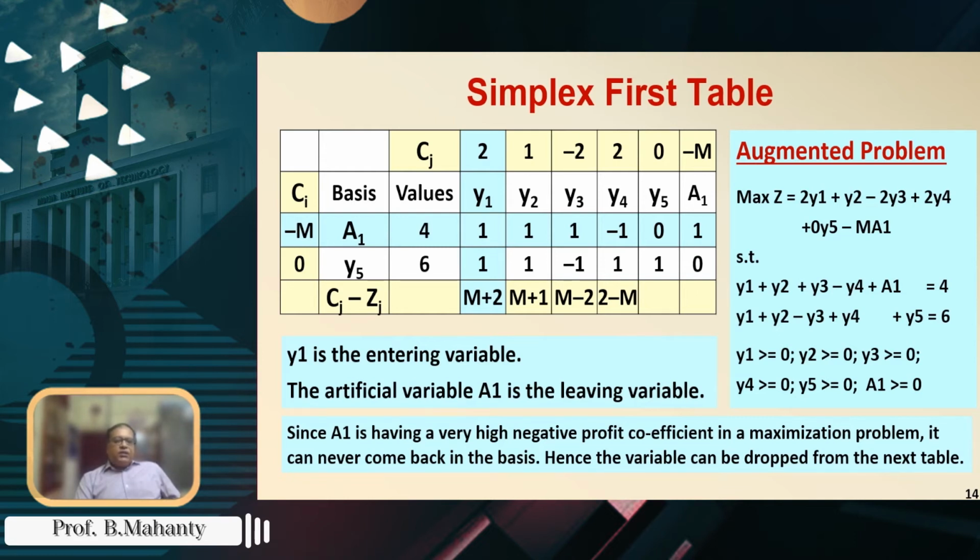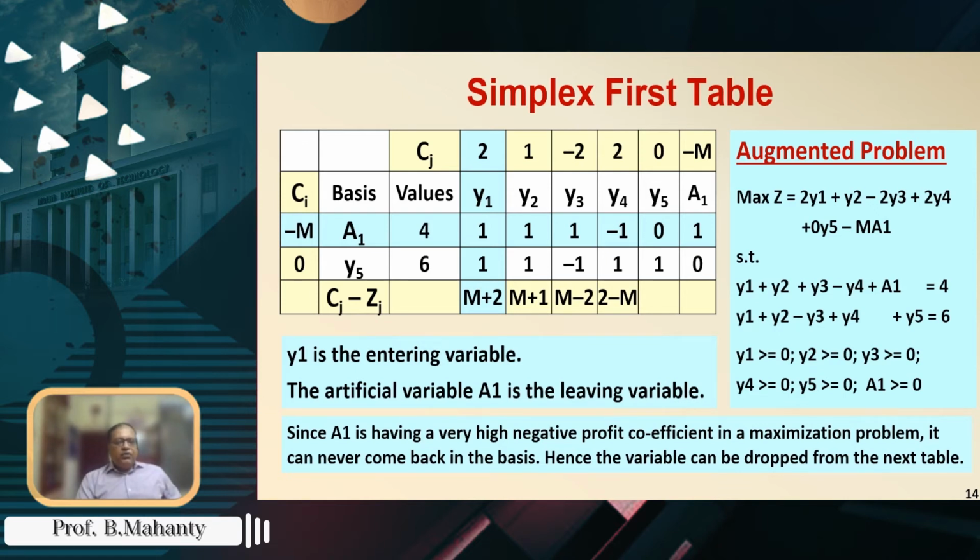In the very first table, we see that A1 and y5, the values are 4 and 6. Look at the augmented problem, and the coefficients are 1, 1, 1, minus 1, here 1, 1, minus 1 and 1, and this y5 and a1 form the unity matrix in that order, 1 0, 0 1, so that the canonical form is maintained. All right. So now if we compute Cj minus Zj values, we find that Zj here is minus M. And Cj minus Zj, 2 minus minus M, so M plus 2.